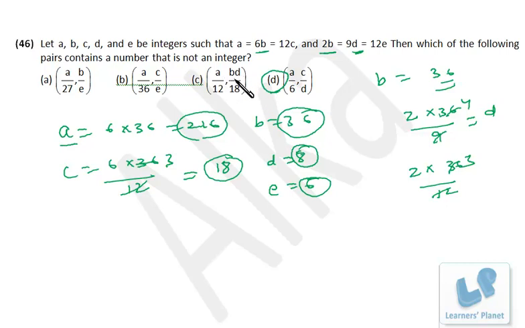B into D, if we see, and if we do not directly go to this option D, then we can just check up the other options. B into D, that is 36 into 8 by 18, that will be an integer. A by 12, that's an integer. C by E, that's 18 by 6, that's an integer. A by 36, that's an integer. And B by E, 36 by 6, that's also an integer. So except D, all of them have parts that are integers. So D is the correct choice. Okay.